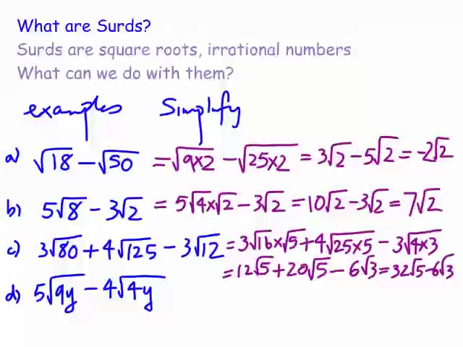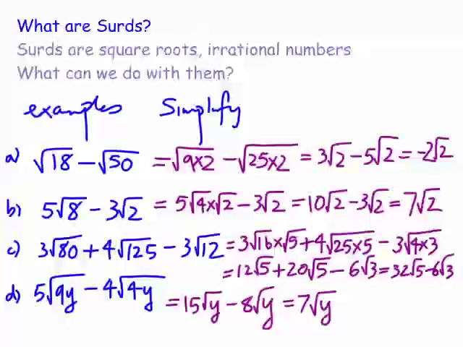Okay, the last one in this set of examples, we can see that the square root of 9 is 3, so this is really 15 root y. Now minus the square root of 4 is 2, 4 2s are 8 root y, and hopefully we can see here that that's just 7 lots of root y.